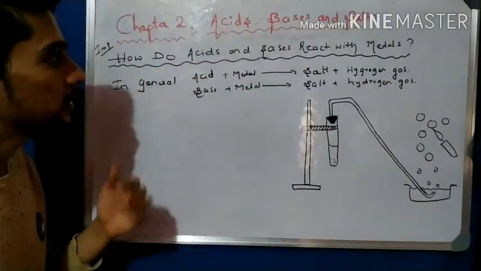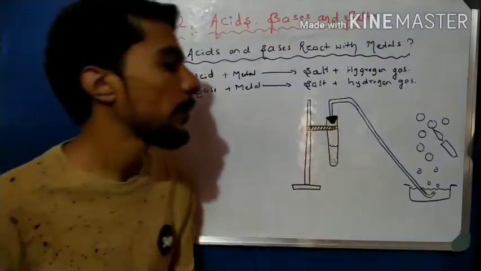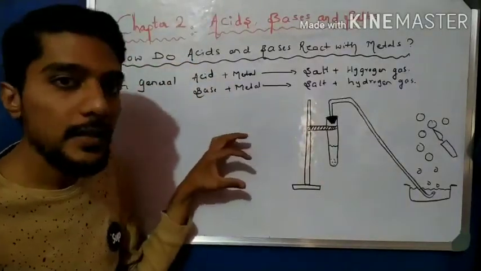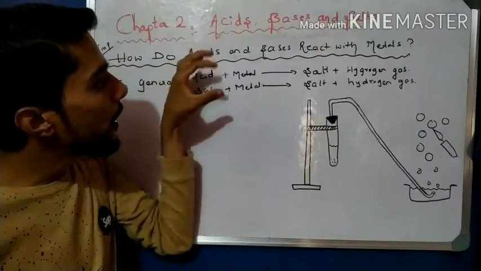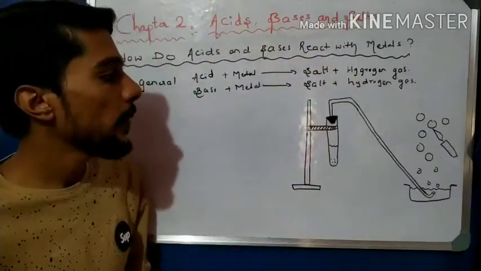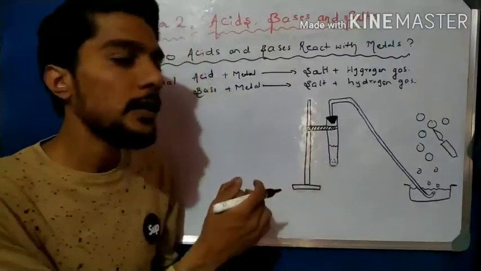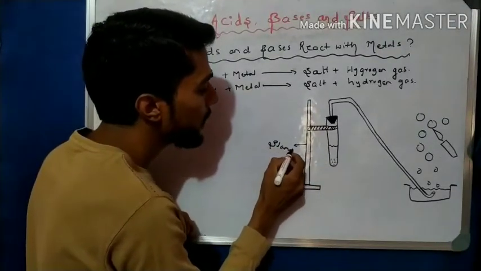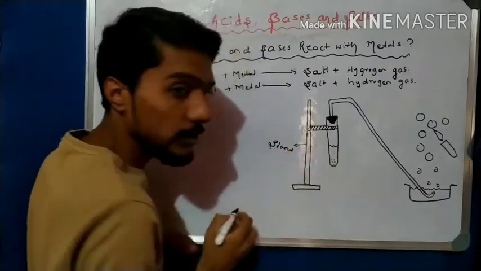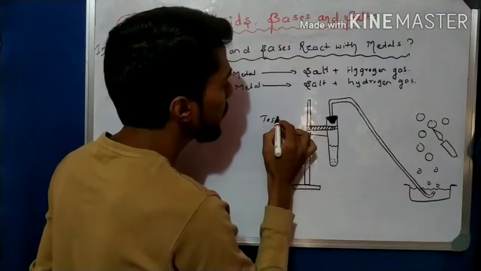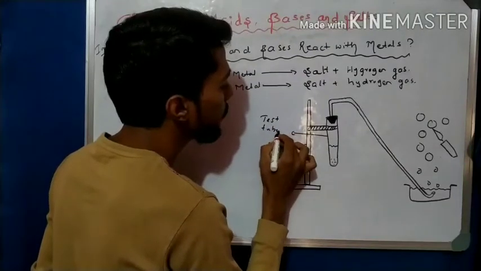To take one example, here is the diagram. As we know the chemical property of acids and bases, when they react with metals, they form salt and hydrogen gas is liberated. That is a product. So for this we take an arrangement. Here it is a stand, on which the test tube is fixed. This is a test tube.